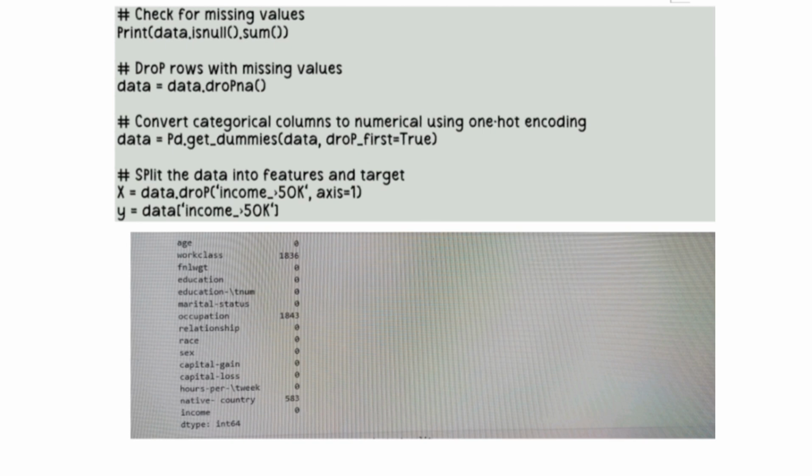Step 3: convert categorical columns to numerical using one-hot encoding. data is equal to pd.get_dummies, data, drop_first is equal to True. This line converts categorical features, variables with non-numerical values like male or female, into numerical representations suitable for machine learning algorithms. One-hot encoding creates new binary columns for each category within a categorical feature.